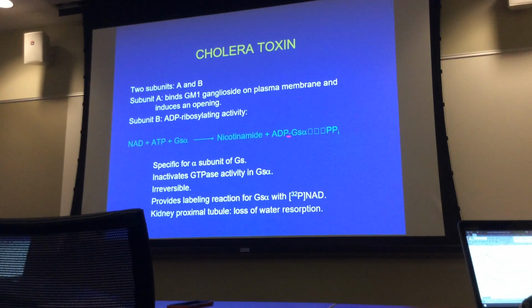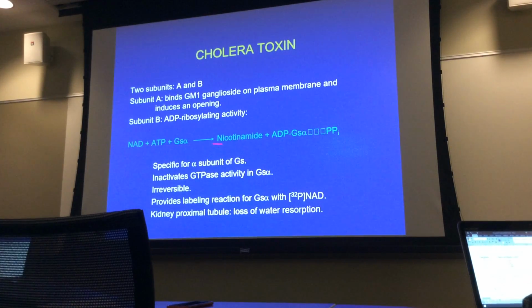Anyway, when this ADP is bound to the GS alpha, it's called an ADP ribosylated GS alpha, and under these conditions, that's what produces the inactivation of the GTPase. So this is the reaction that occurs. It is essentially irreversible because once GS alpha is ADP ribosylated, it can't go back again. So in order to generate new GS alpha that's not been modified, the cell has to synthesize new protein. People use this in the lab all the time because this is a very nice way to label GS alpha.